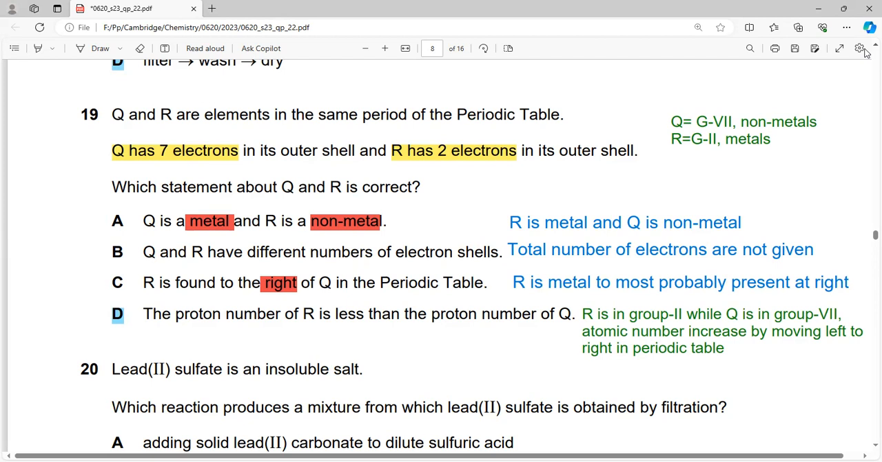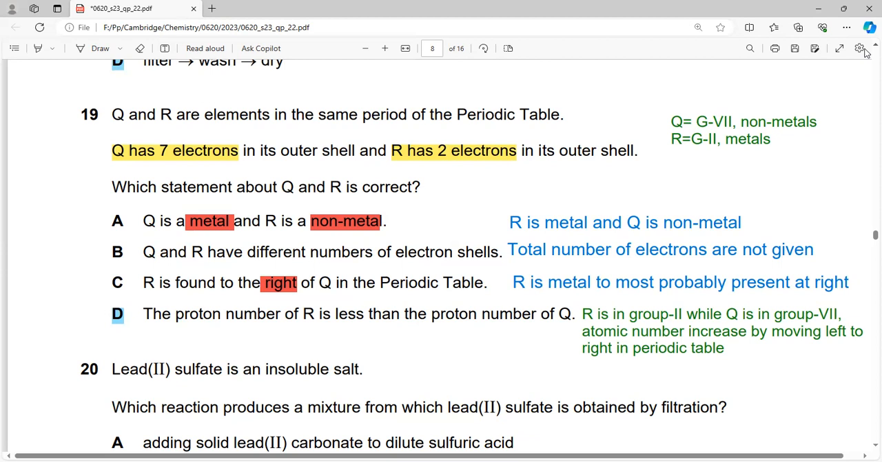What about R? It is in the second group of the periodic table. This is a metal. So which statement about Q and R is correct here? Q is a metal and R is a non-metal. These are opposite statements given there, so that's why this is the wrong option.